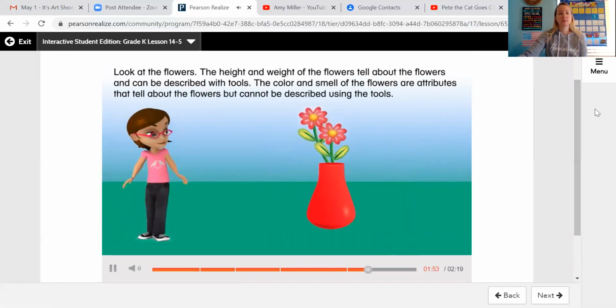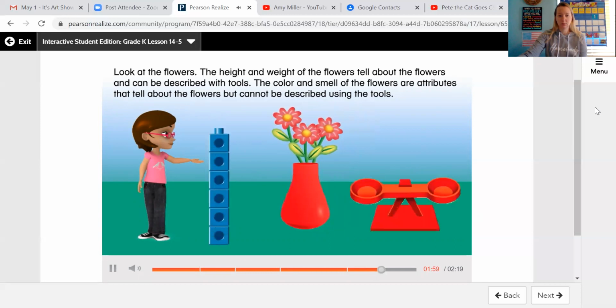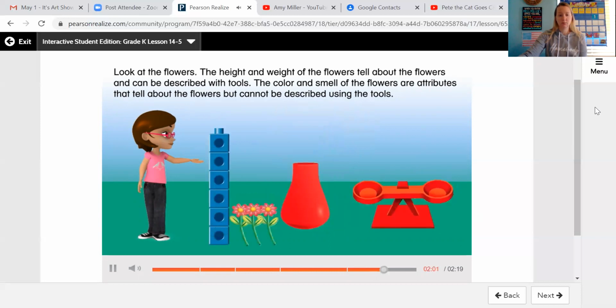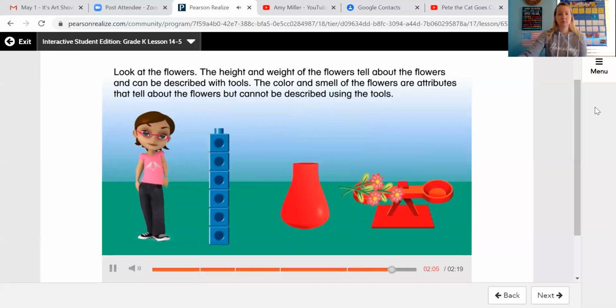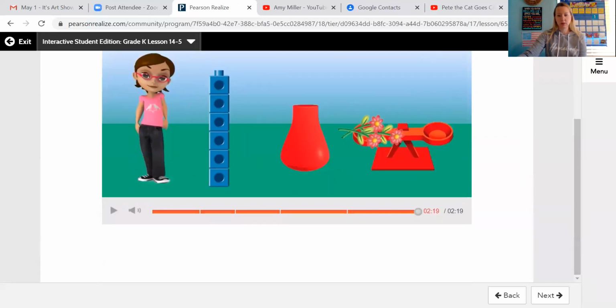Look at the flowers. The height and weight of the flowers tell about the flowers and can be described with tools. The color and smell of the flowers are attributes that tell about the flowers but cannot be described using the tools. Tools can help us find out some things about an object, but not everything. All right, good job, friends.